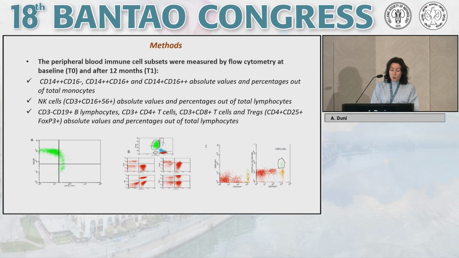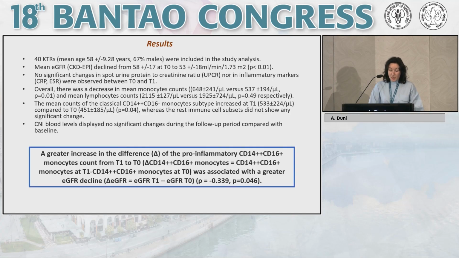In addition, we measured NK cells, absolute values and percentages, as well as all lymphocyte subtypes, B cells, CD4 T cells, CD8 T cells, and T regulatory cells. 40 kidney transplant recipients were finally included in the study analysis.